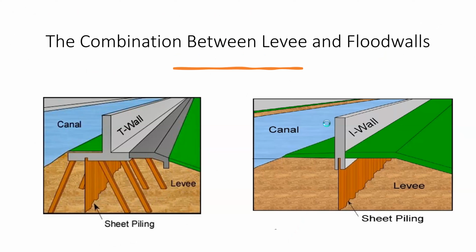And this is the combination between the levee and flood walls. As we can see right here, it's the T-wall. It's like a sheet pile installed in the ground, and right here is a combination between the levee and T-wall installed in the ground. And also the other picture shows the I-wall and the sheet pile installed in the ground, combined with a levee.